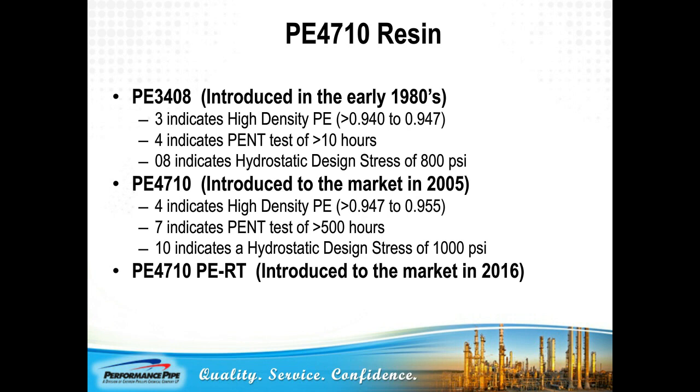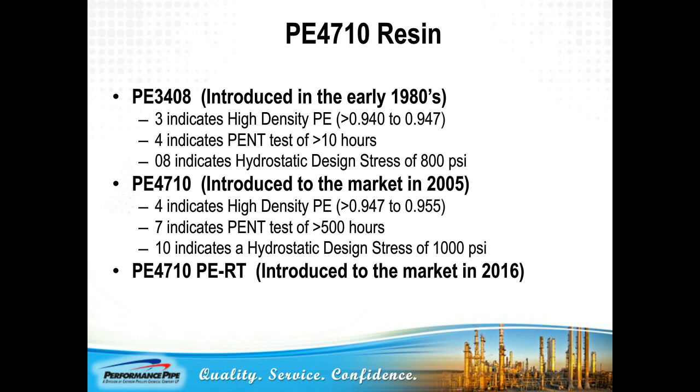The first code identifies the material with the letters PE for polyethylene materials. The first digit represents the density range of the base PE resin. This reflects the polymer's crystallinity, which in turn gives the material strength and stiffness, as we discussed before. The second digit identifies slow crack growth resistance based on PENT testing, or Pennsylvania notch testing. And third, the last two digits provide the material's maximum recommended hydrostatic design stress for water at 73 degrees Fahrenheit.